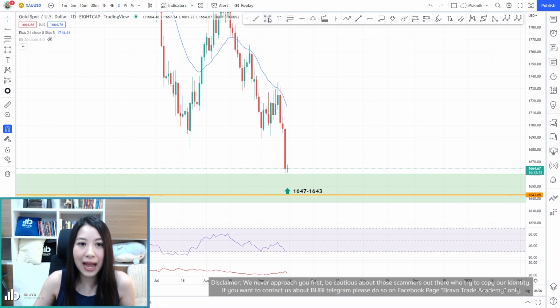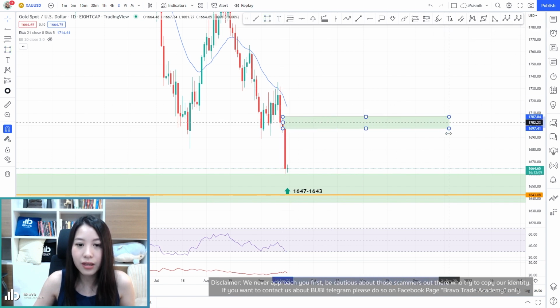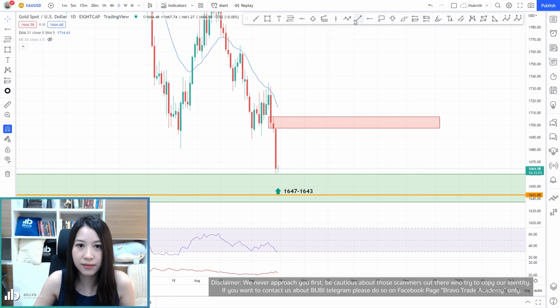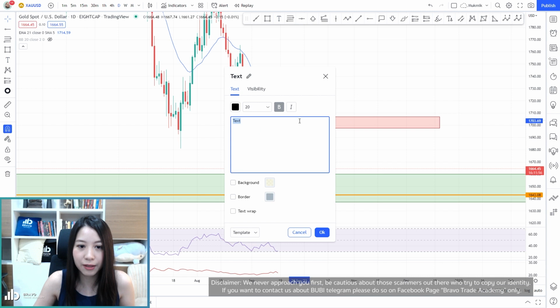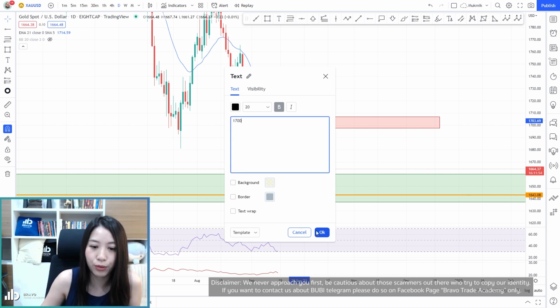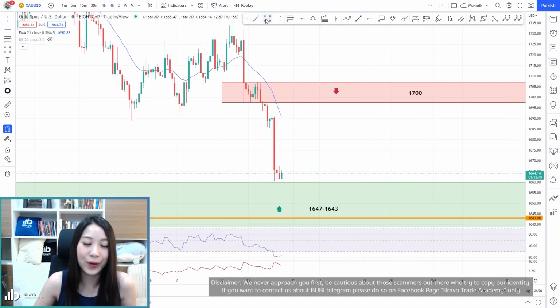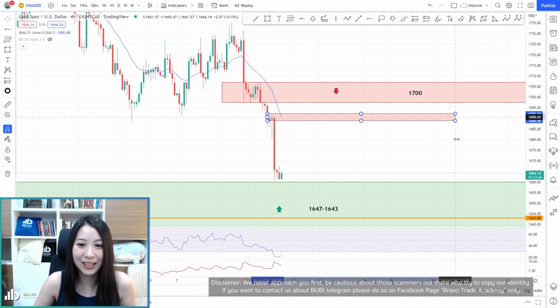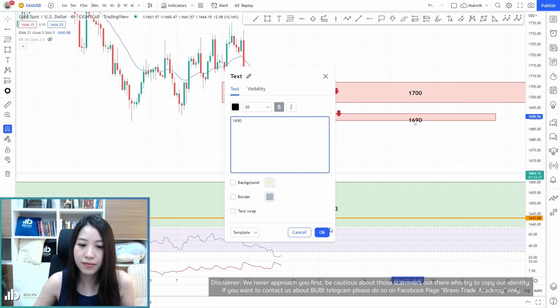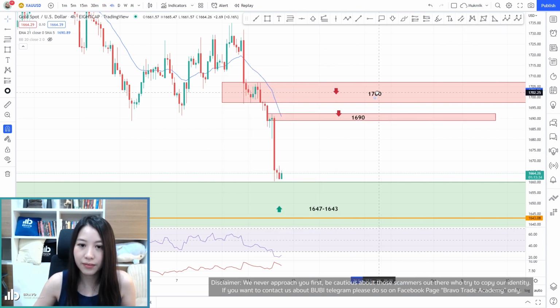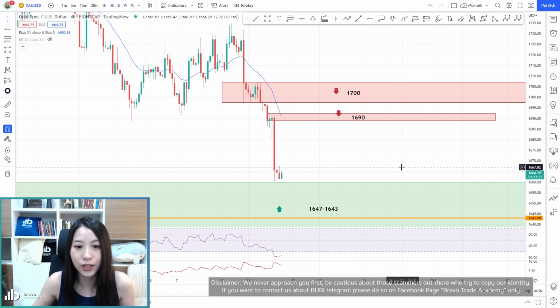All right, what we have next is this supply zone, a brand new one from yesterday, at around 1700. In the daily time frame, we will have a selling plan at 1700. Beautiful. But if we drop down to the 4 hours time frame, we will have another zone here at 1690. Alright, so those are the 2 points that have the zone.